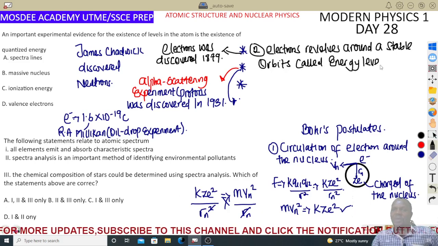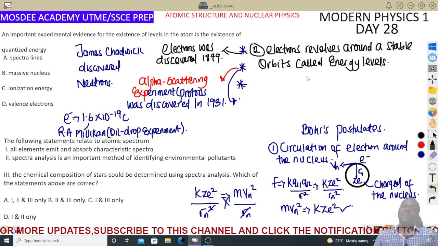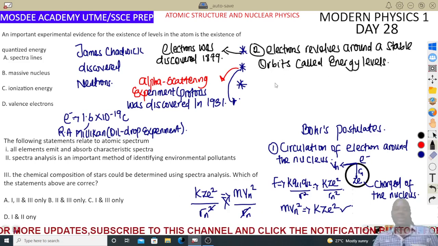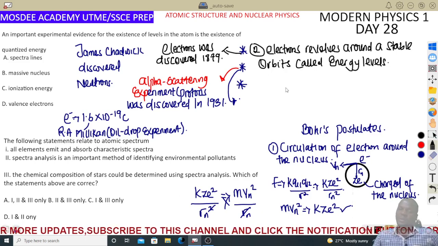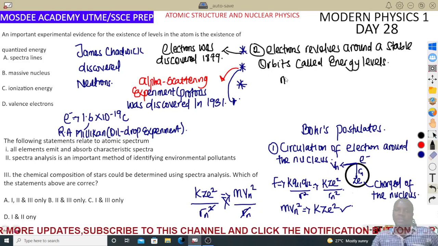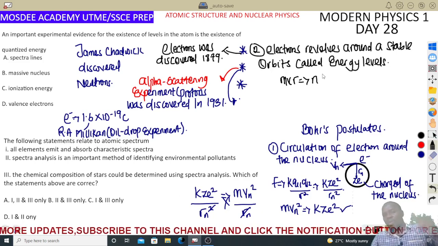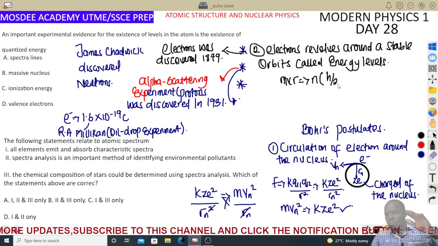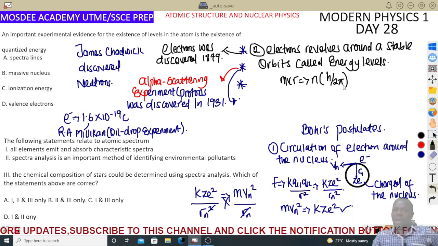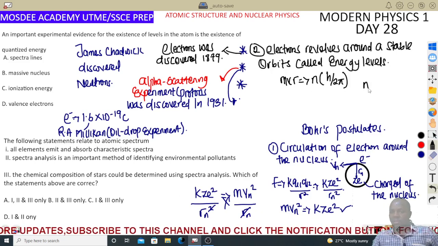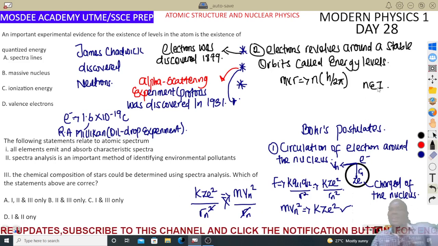Now, this is where you're going. About this one, he was only able to explain to us in terms of angular momentum. We've talked about that before. Angular momentum is mvr. He said it is equal to n open bracket h over 2 pi. This is very important. Where n is just a set of integers. That is the level.